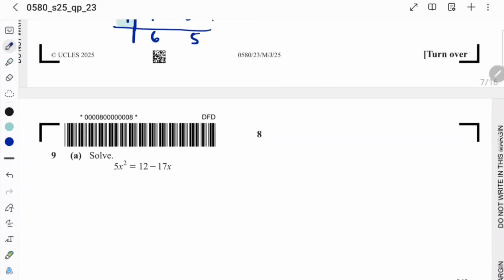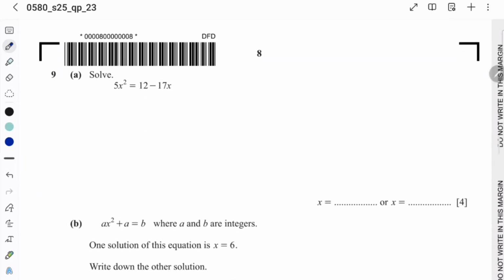Now the next question, question number 9. Solve 5x square plus 12 minus 17x. It's a quadratic equation. Write down 5x square plus 17x minus 12 equals 0. We have to find two numbers that multiply together to give 5 times 12, which is 60, but it's minus 60. It means we subtract two numbers and get positive 17. One of the numbers will be positive, the greater one, and the smaller one will be negative.